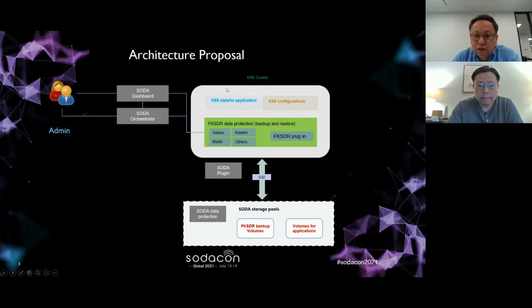Inside of this green piece, you can see we are putting a component called the FKSDR plugin, which inside can use multiple open source Kubernetes data protection products, such as Velero, Kasten, Stash, or many others in the future. So altogether, hopefully this architecture can provide an open framework that a user can use the SODA framework to do Kubernetes stateful application data protection. Now, Jihao, I'll hand it to you.